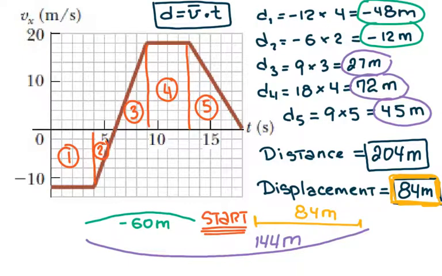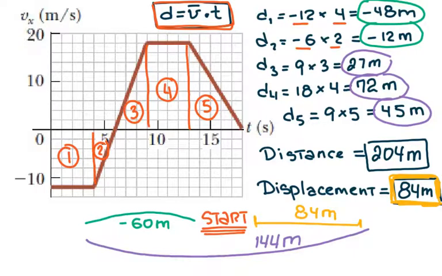I used the same formula for every single one of them, average velocity times the time. And so I did the average velocity times the time on one interval, average velocity times the time on the second interval, and so on. And then I calculated the distance. The total distance is the sum of all the numbers, which is 204, but the displacement is 84.